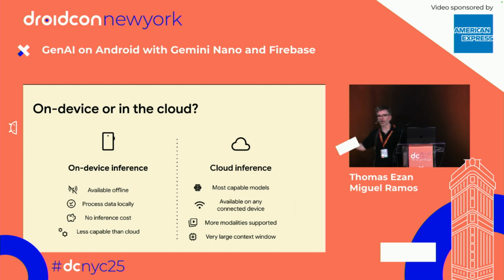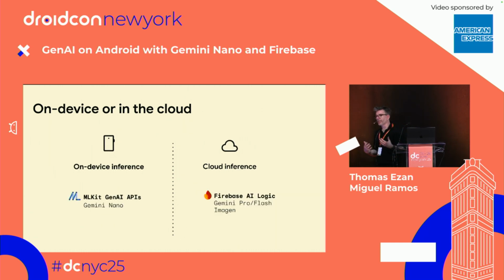When should you use the cloud? Well, cloud is about power, right? It's going to be available on any device that has an internet connection, so basically you are targeting the entire ecosystem of users. It's going to support more modalities than on-device. It also allows you to have very large context windows. We are talking about 1 million tokens or 2 million tokens, depending on Flash or Pro. So this is a lot of information that you can send at once to the model.